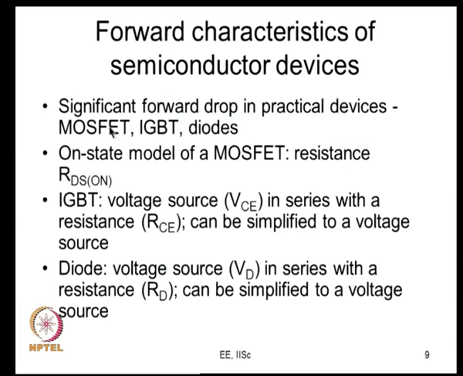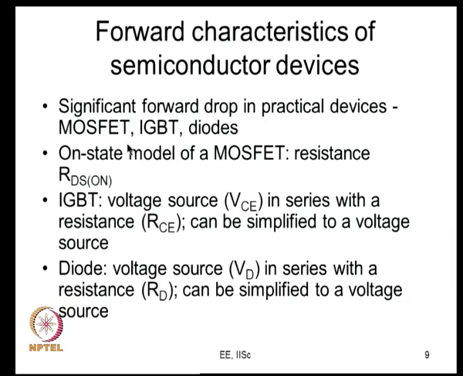So, you have this, go by individual devices, there is MOSFET, there is IGBT, there is diode. So, if the MOSFET is conducting, what is the relationship between the voltage across the MOSFET and the current through the MOSFET? That is what is called as the forward characteristics. Relationship between the forward voltage and the forward current, that is when the device is conducting, what is the voltage drop vis-a-vis the current through the device.